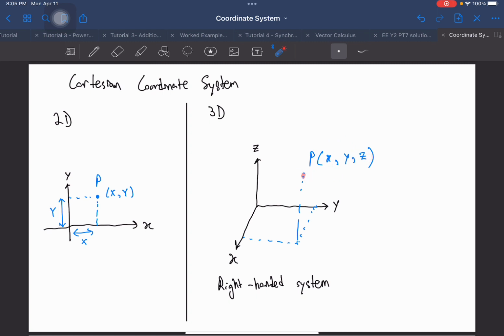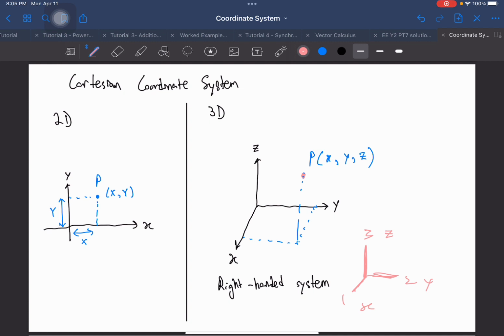And why do we say it is a right-handed system? If you open your right hand, you can see that your first finger, second finger, and third finger are like this. So x, y, and z is like this. It's just a way to help us easily understand how the axes are established.